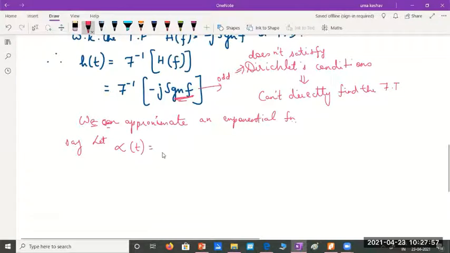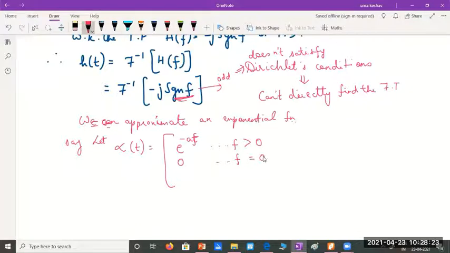So the closest one which I can use is the exponential, which can be defined like this. I'll define this as, say, e to the power of minus af, let me take it in terms of f, it becomes easier. For all f greater than 0, or positive frequencies, it is e to the power of minus af. It is 0 at f equal to 0, and let it be minus e to the power of af for negative frequencies. So can you draw or represent this function? How does it look on a graph?